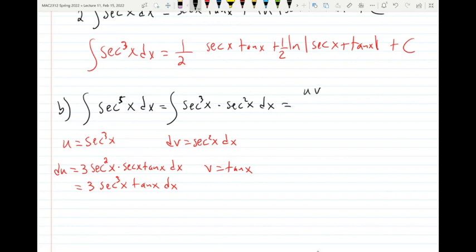So now this would be uv minus the integral of v du. So u times v, so that's secant cube times tangent minus the integral of v du. So that's 3 secant cube times tangent squared dx. What's the idea now? Tangent squared, we turn it into secant squared minus 1.